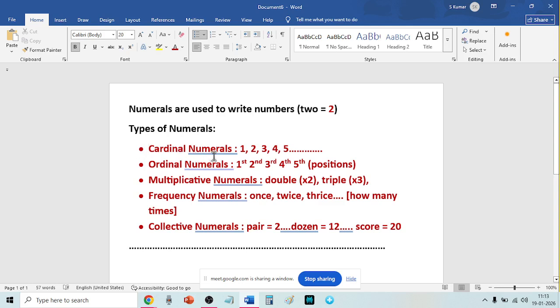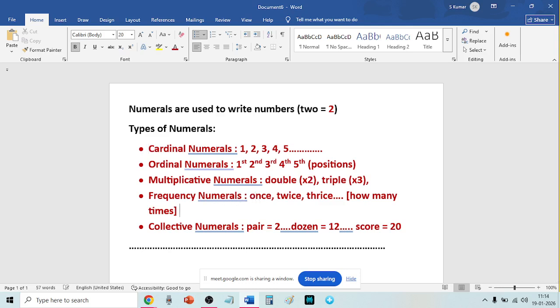So cardinal numerals, simple numbers: 1, 2, 3, 4, 5, 6, 7, 8, 20, 100, 500, 1000. Ordinal numbers, positions: first, second, third, fourth, fifth. Multiplicative, how many? The size increases. Double means 2 times. 5 double is 10. 10 double is 20. Triple, 3 times. Frequency numerals, how many times?